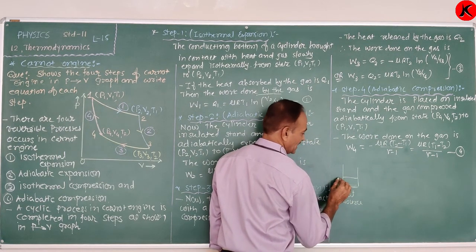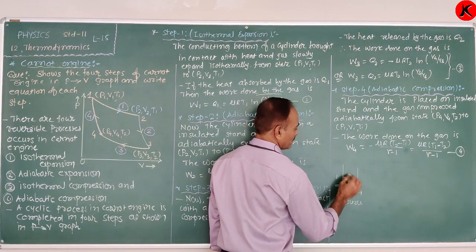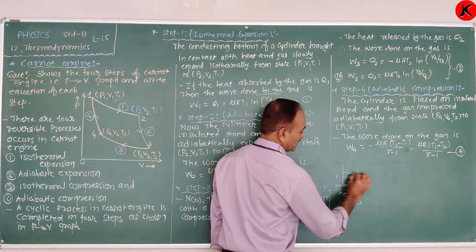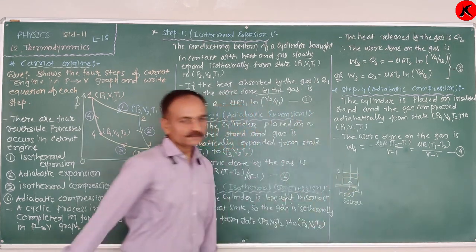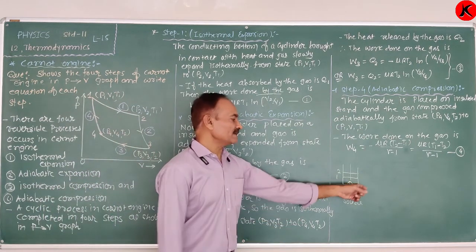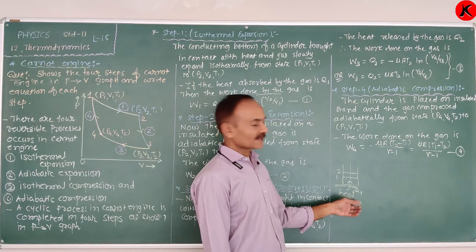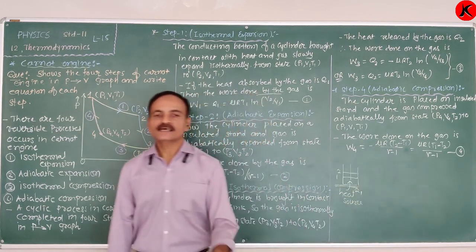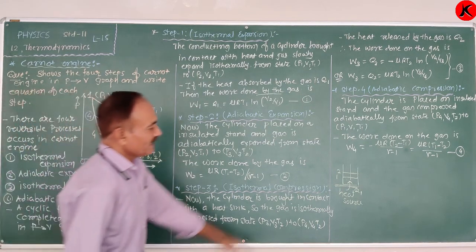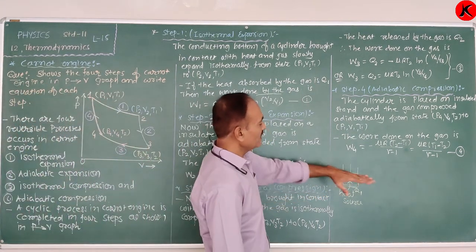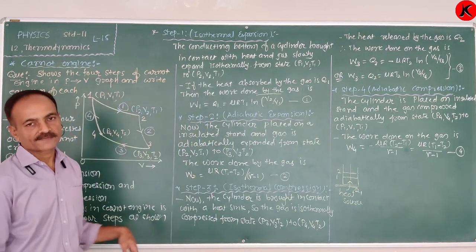That is the initial state 1. So heat Q1 is absorbed by the gas, therefore the cylinder expands and reaches step 2. The conducting bottom of the cylinder is brought in contact with the heat source. So heat is absorbed. As a result, the gas is isothermally expanded from step 1, P1 V1 T1, to P2 V2 T1.